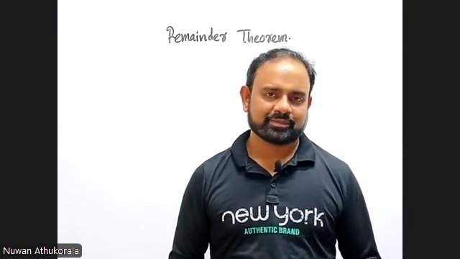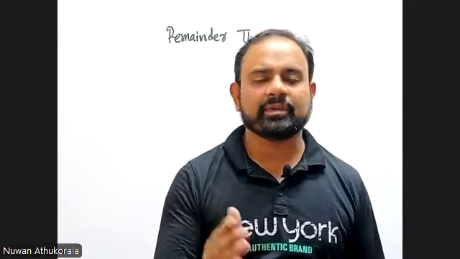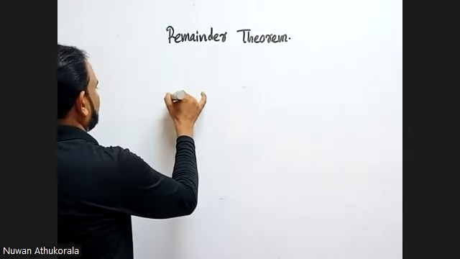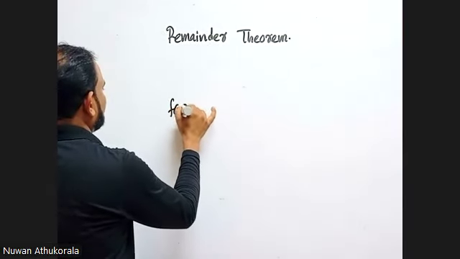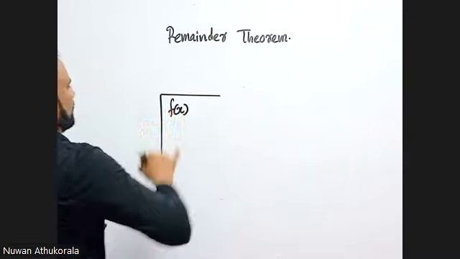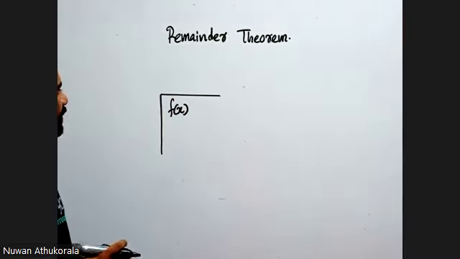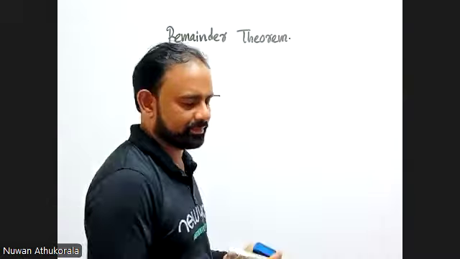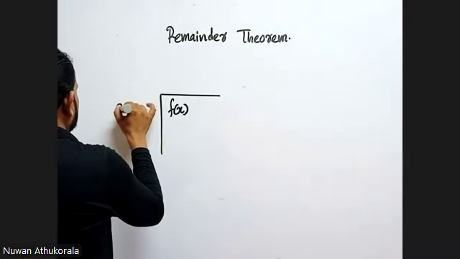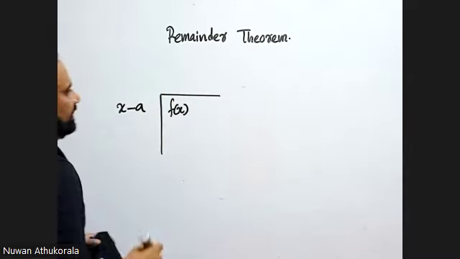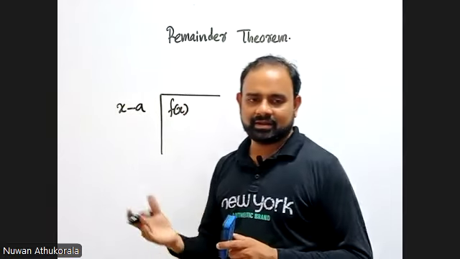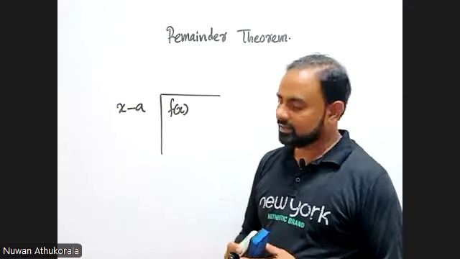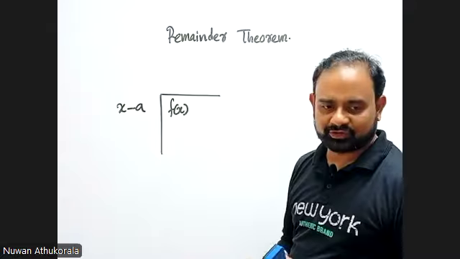Remainder theorem. Assume that f(x) is a polynomial function. Now we are going to divide this polynomial by x minus a, where a is a real number, right? x minus a may be equal to x minus 1, x minus 2, right? a is a real constant.